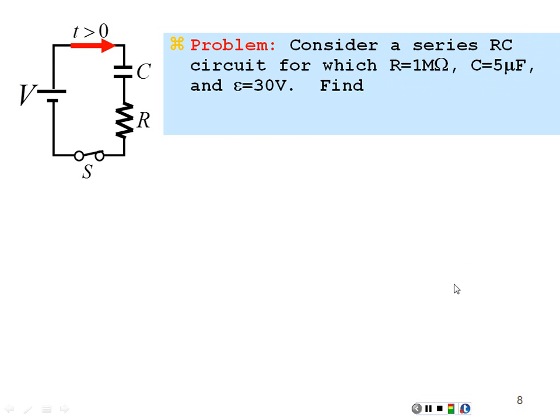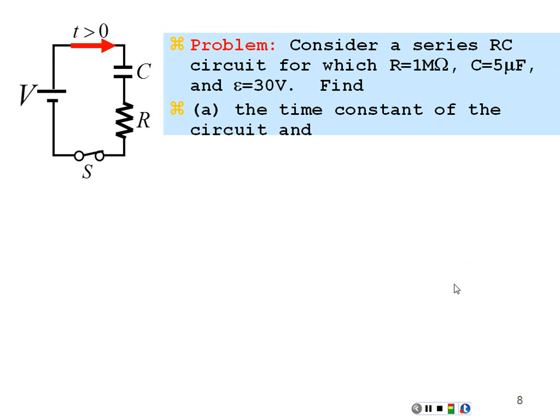Okay, let's try this out. Consider a series RC circuit for which R is equal to 1 megaohm, C is equal to 5 microfarads, and the voltage of the battery, the EMF, is 30 volts. Find, first of all, the time constant of this circuit.